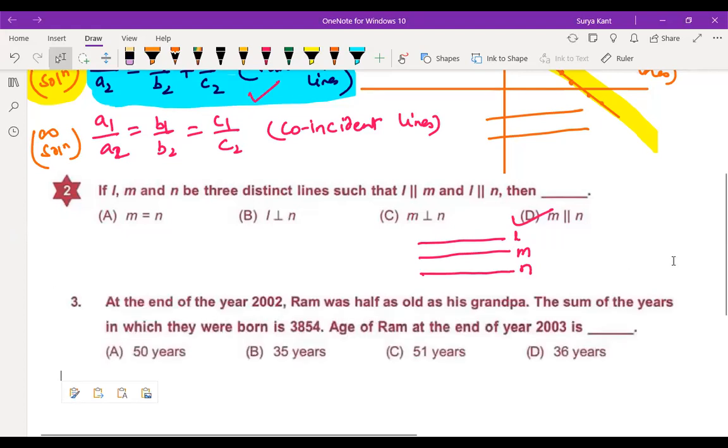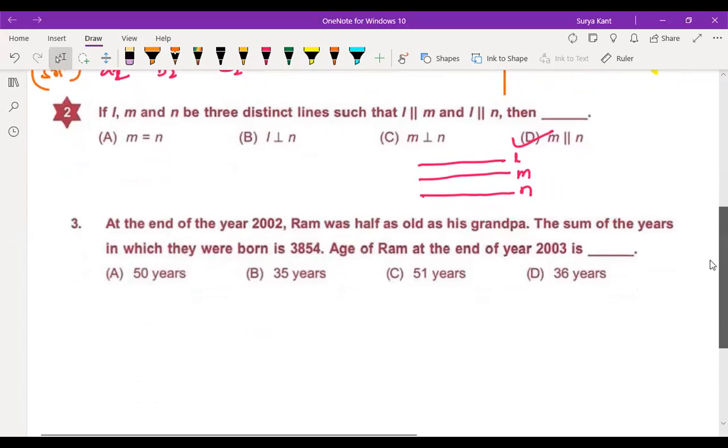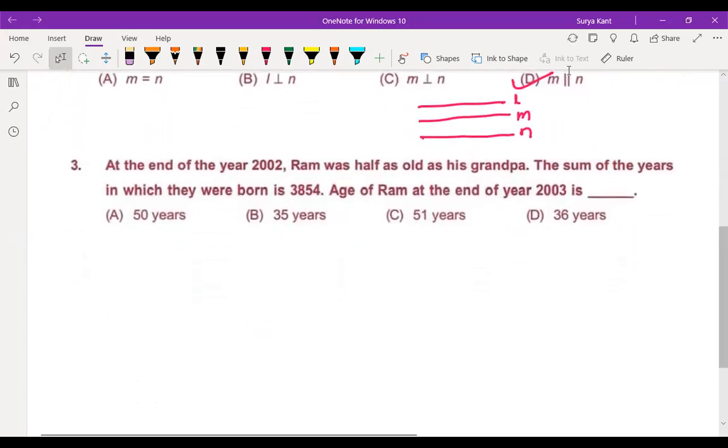See, this question is a bit tricky. You have to understand it and it will take a bit of time. Just try to understand this question.